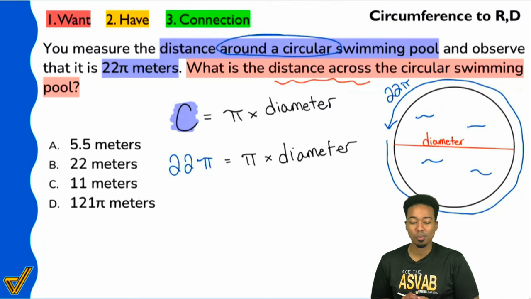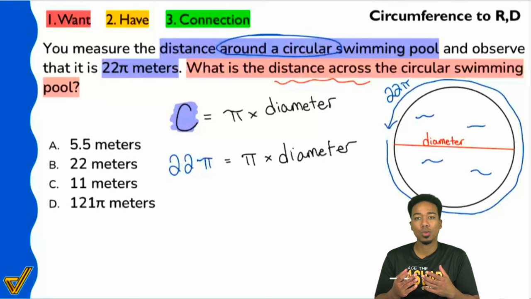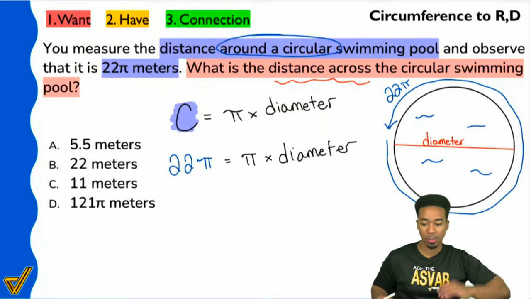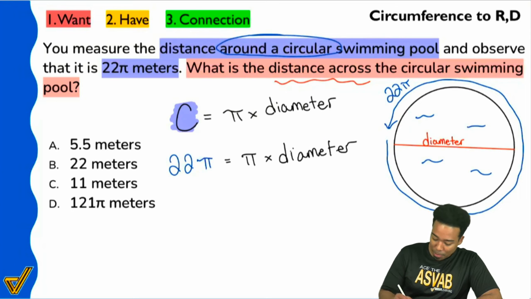Yao, give me a complete phrase here. Give me an action. Give me a verb. Tell me what to do. Don't just say pi. I know exactly what you're thinking, but I want to make sure that we remain detailed in our approach now. That way we remain detailed and faster later. Yeah, we'll divide by pi on both sides.